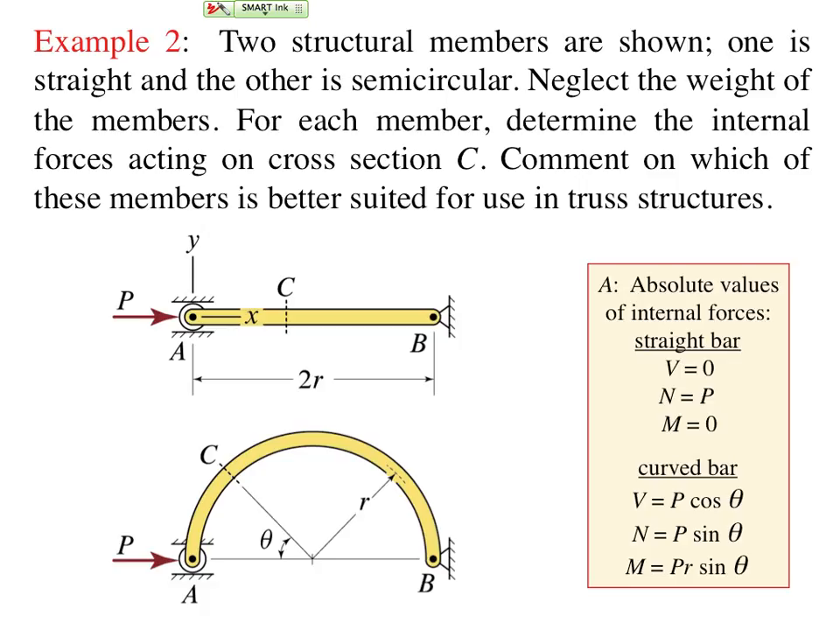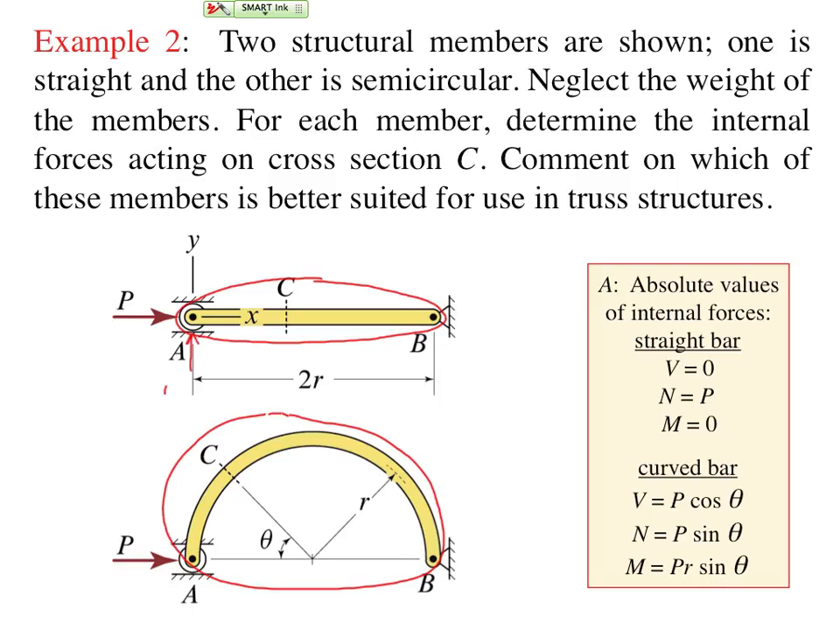For these cases, we'll be able to construct expressions for internal forces as a function of position. We could begin with free body diagrams for both of these members. We would have a single roller support at A, and because this is a pin, we would have forces Bx and By. These would be the same for both of these cases.